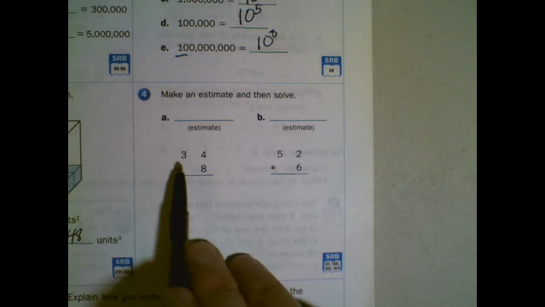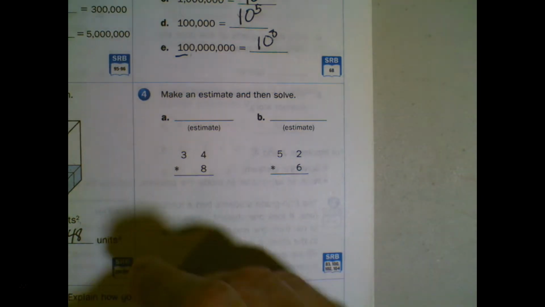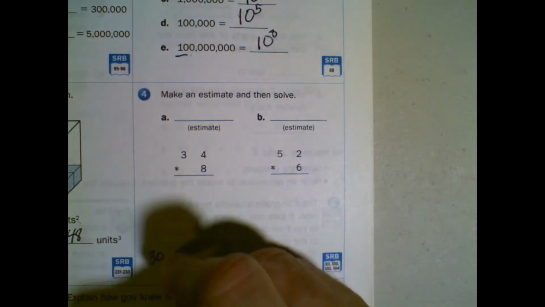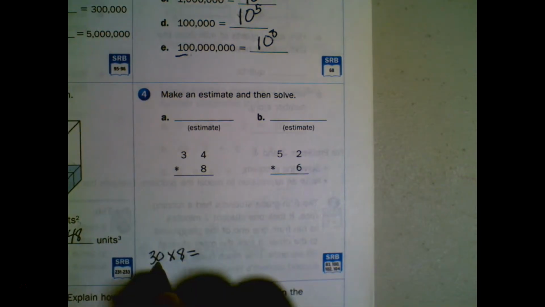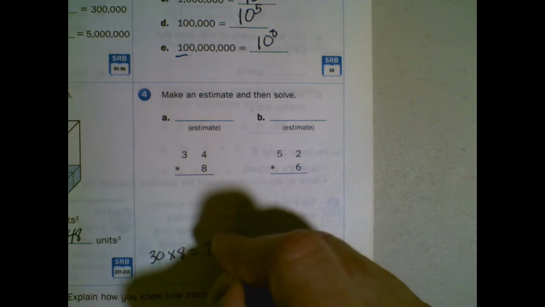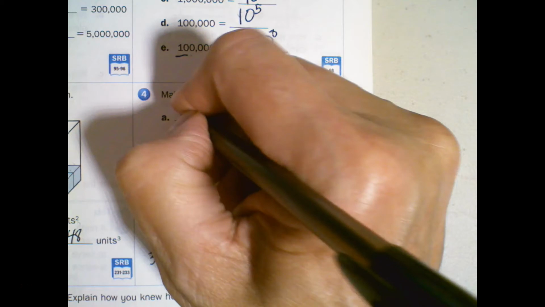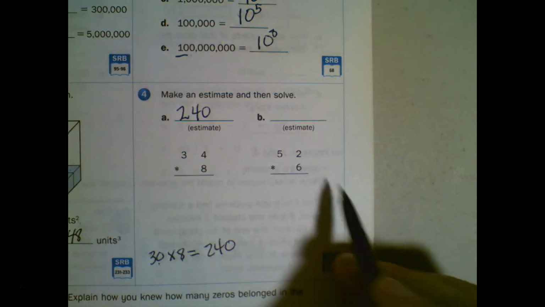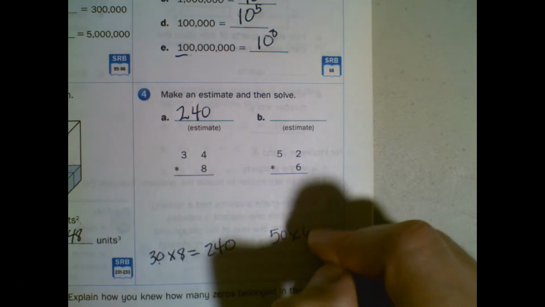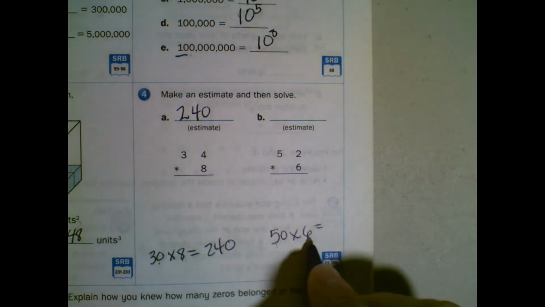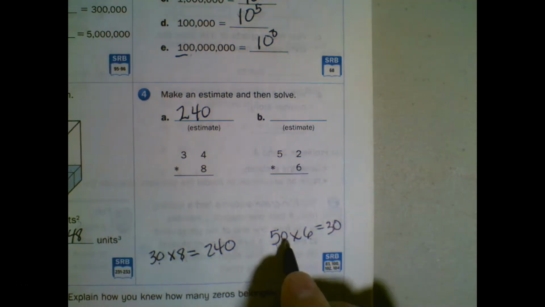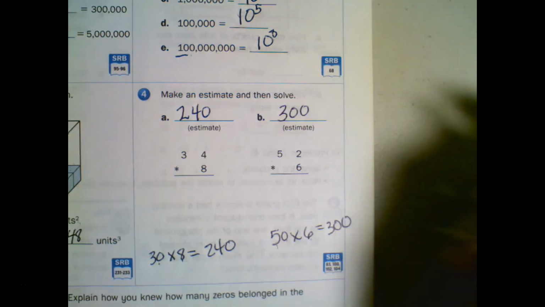Make an estimate, then solve. So 34 is pretty close to 30, and 30 times 8, 3 times 8 is 24, add my 0, so my estimate is 240. 52 is close to 50, and 50 times 6, 5 times 6 is 30, and I have to add my 0, so my estimate for the next one is 300.